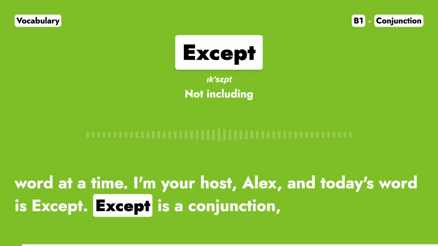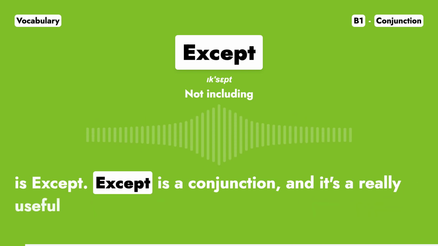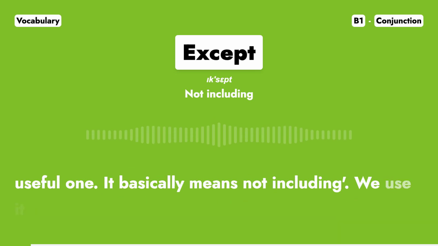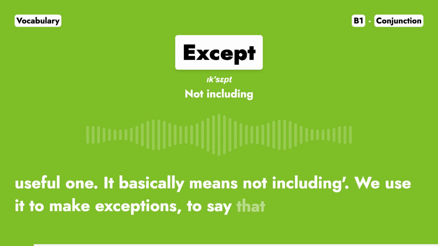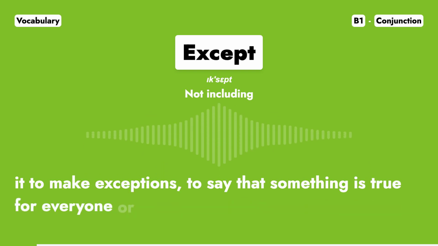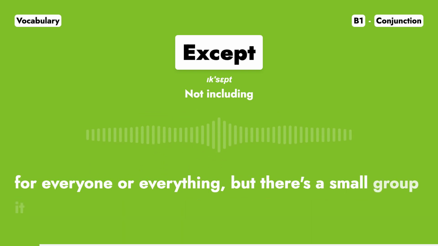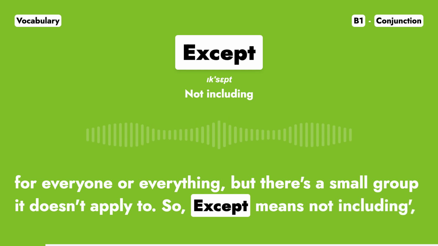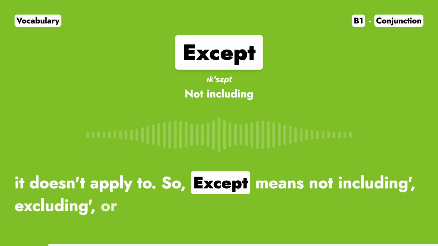Accept is a conjunction, and it's a really useful one. It basically means not including. We use it to make exceptions, to say that something is true for everyone or everything, but there's a small group it doesn't apply to. So, accept means not including, excluding, or but.